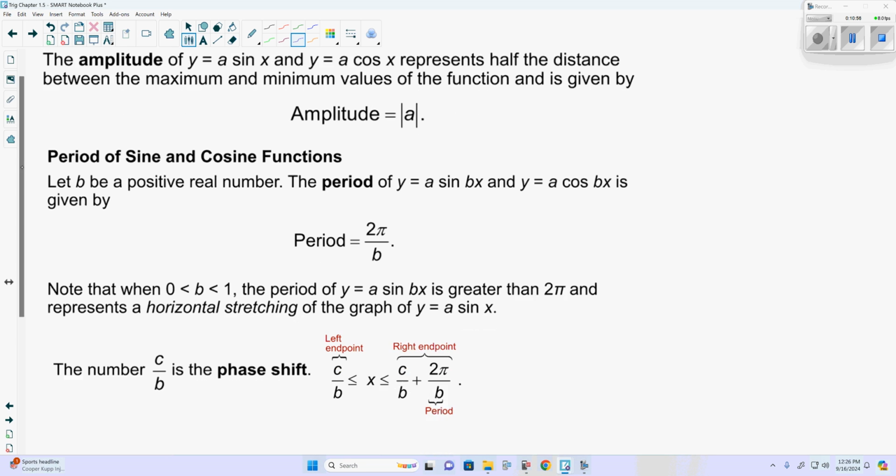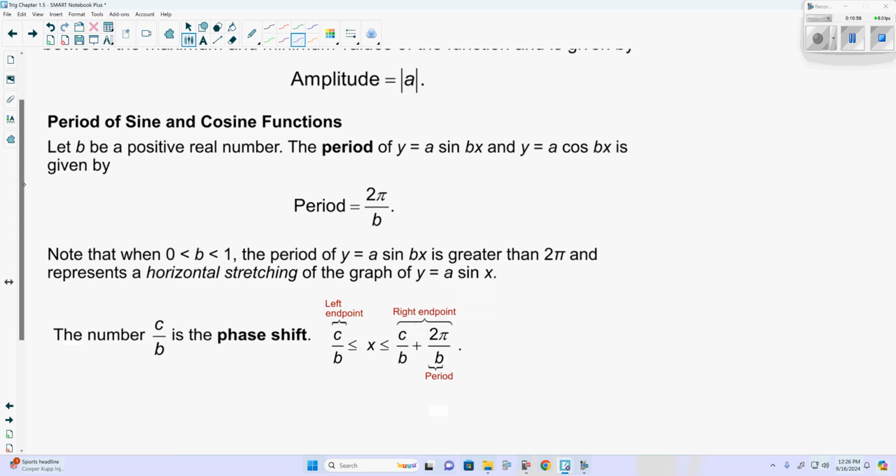Period of sine and cosine functions. Let b be a positive real number. The period of y equals a sine of bx and y equals a cosine of bx is given by the period equals 2 pi over b. So whatever value of b we have, we put it under 2 pi to get the period. If they give us the period, we have to solve for b to know what's plugged in.